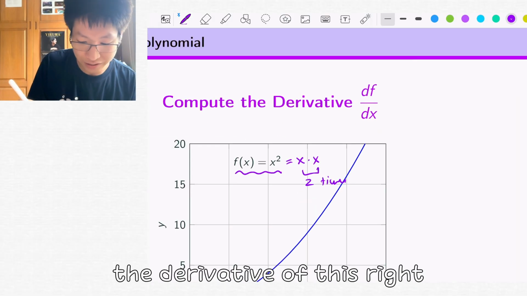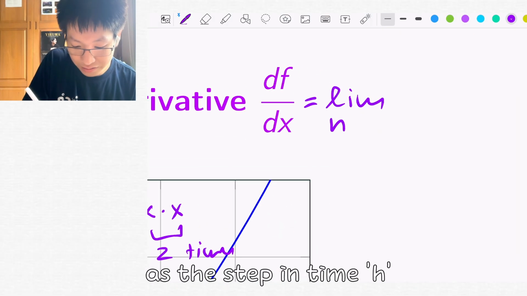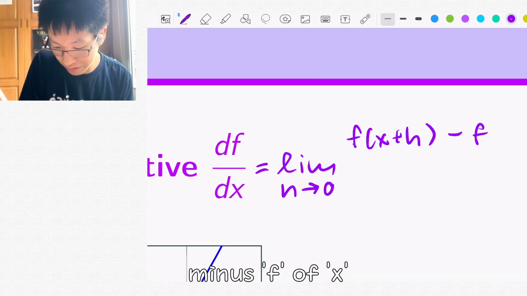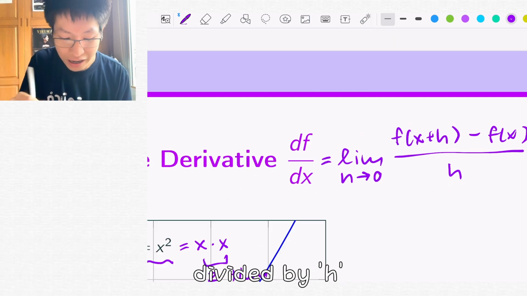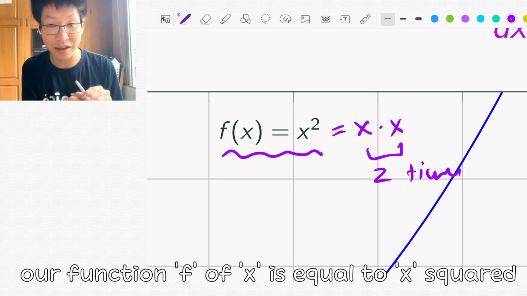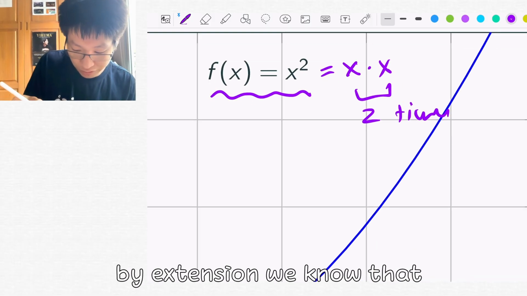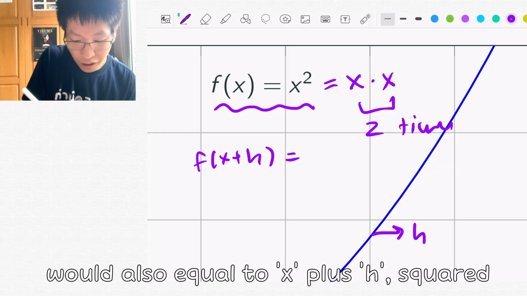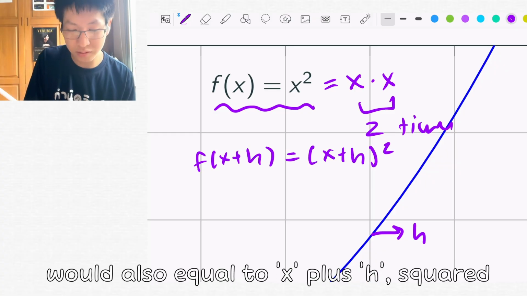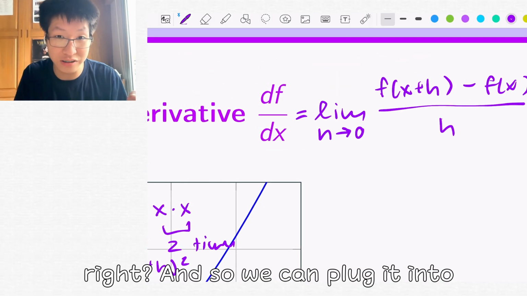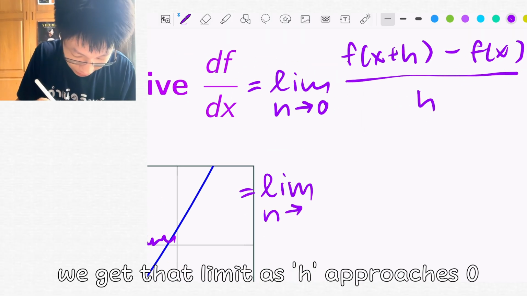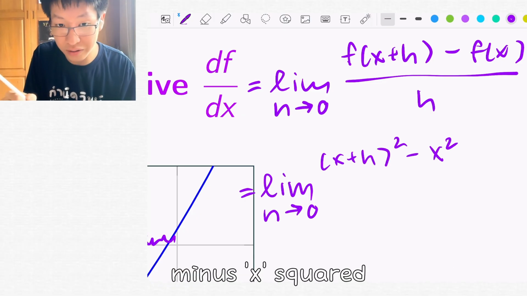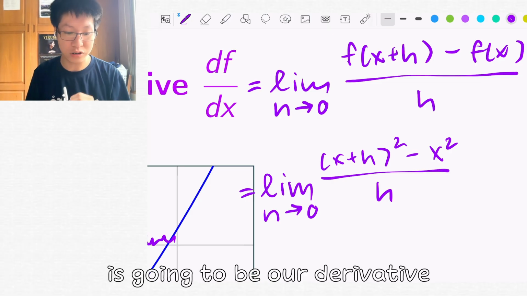Let's do that. The derivative of this is equal to the limit as the step in time h approaches 0 of f of x plus h minus f of x, divided by h. Since in this case we know that our function f of x is equal to x squared, by extension f of x plus h would also equal x plus h squared. So we can plug it into this formula right here. We get the limit as h approaches 0 of x plus h squared minus x squared, divided by h, which is going to be our derivative.